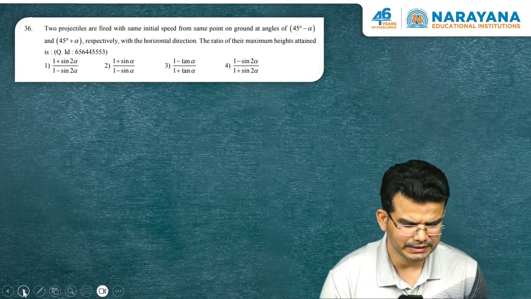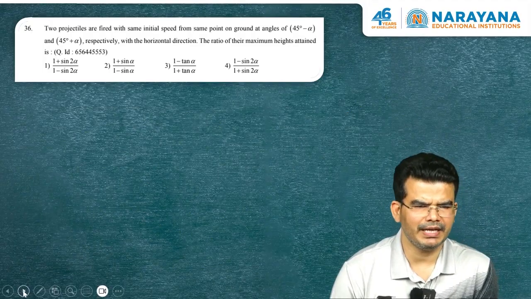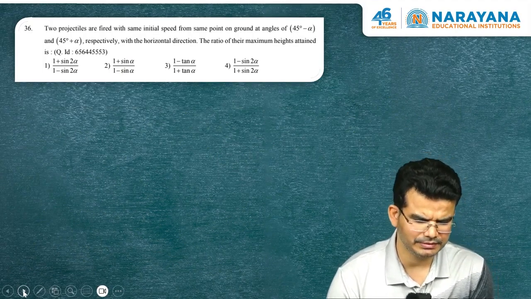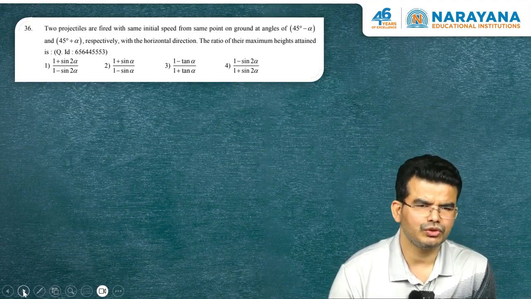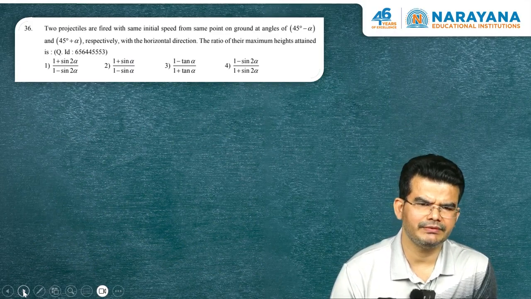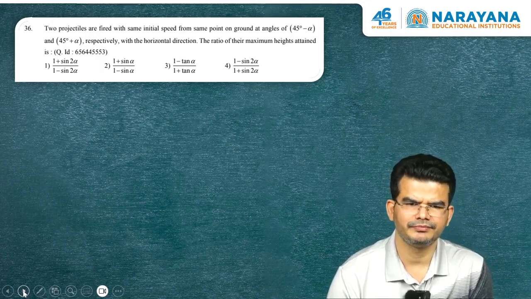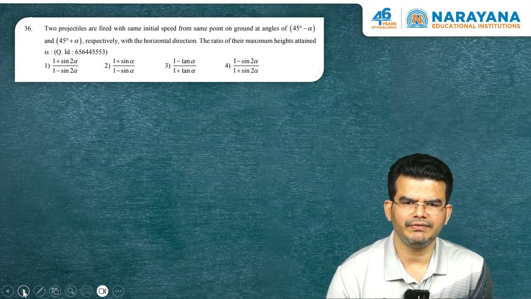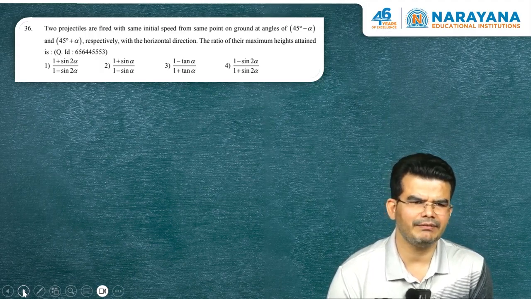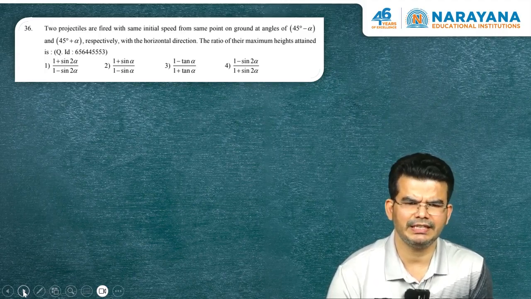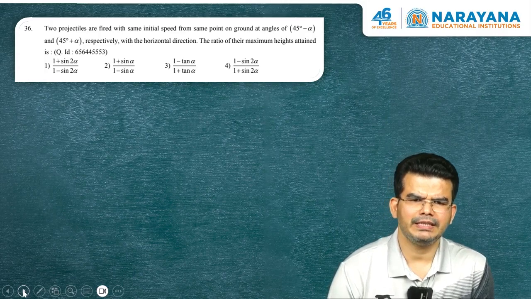Next question is, I think, 2 projectiles. So, I think it is from kinematics. Let us come to the question. 2 projectiles are fired with same initial speed from the same point on ground at angles of 45 degree minus alpha and 45 degree plus alpha with the horizontal. So, angles are with horizontal, whatever basic formula we derive, in the same way. The ratio of their maximum height.